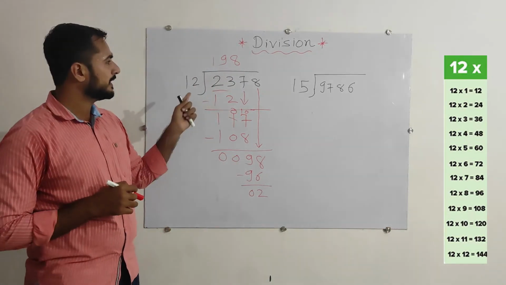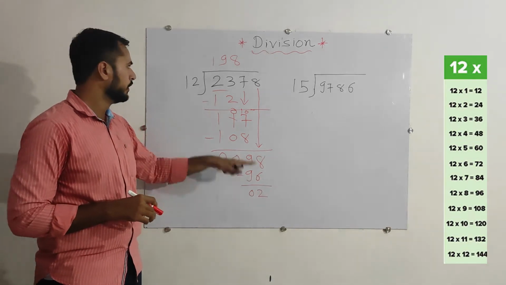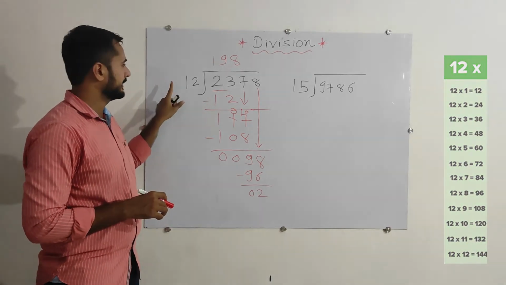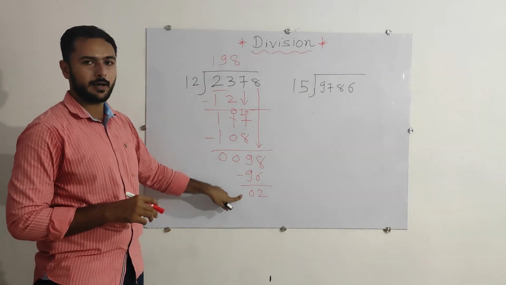Now is any number left in the dividend? No. It means our calculation is over. Now 2 is also smaller than 12. Okay. So this is the divisor, quotient, dividend and remainder.